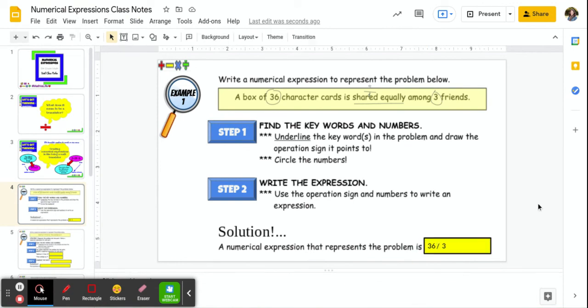Take a look at your slide 4 and see if your slide 4, which was this example 1, looks just like mine before we proceed on.